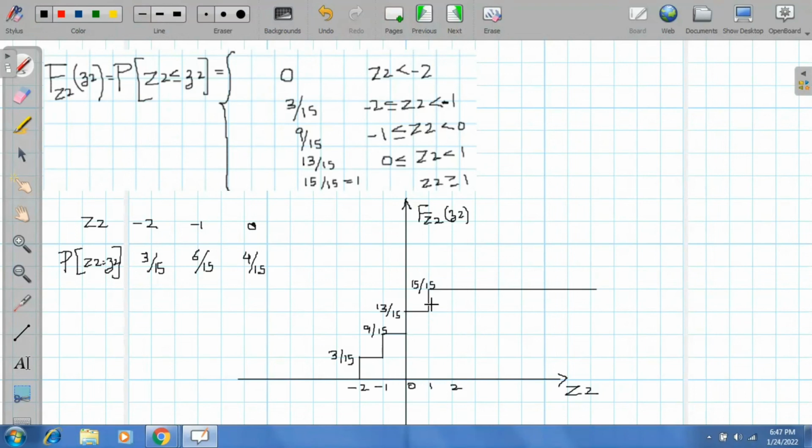Similarly, at 1, there is a step change. The size of the step change here is 15 by 15 minus 13 by 15, at the point where Z2 is 1. So its probability is 2 by 15. After that, there is no step change, so for all other values of Z2, the probabilities will be 0. So this is the p.m.f of Z2. This is how you can calculate the p.m.f of Z2 using the CDF method.